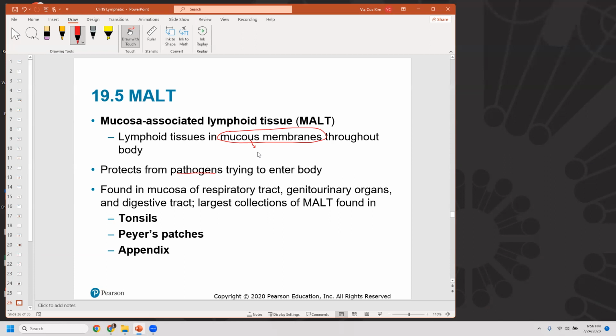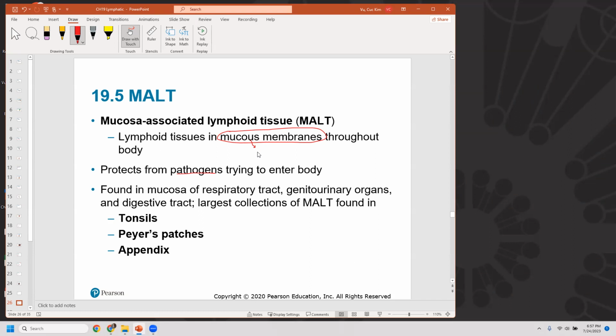Okay, so that means that it's more susceptible to pathogens coming in, like all the way through your digestive tract, your reproductive tracts, your urinary tracts, all of that is exposed to the external environment, which means that those linings are lined with mucous membranes. And the mucous membranes, how they're protected is because they have lymphatic tissues in them, called these MALTs, okay? So in particular, you'll find large accumulations, collections of them in the tonsil area, the Peyer's patch, and the appendix.